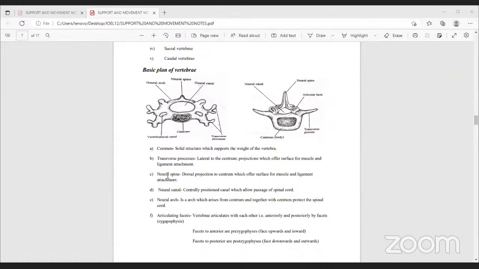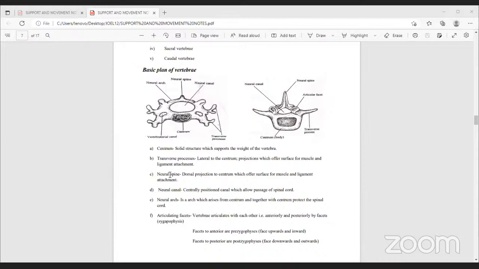Neurospine here. So the neurospine, you say that it is a dorsal projection to the centrum, to offer surface for muscle and ligament attachment. To offer surface for muscle attachment. That is the neurospine. You can see it here.